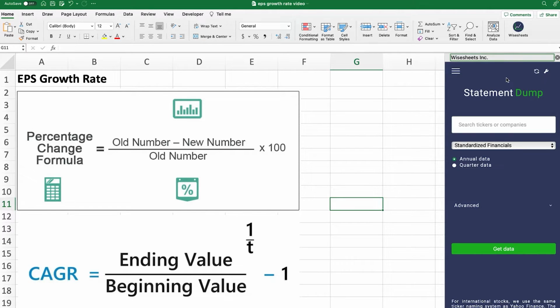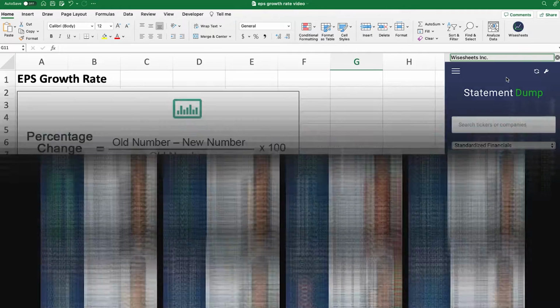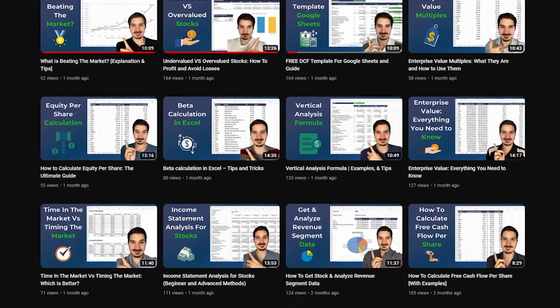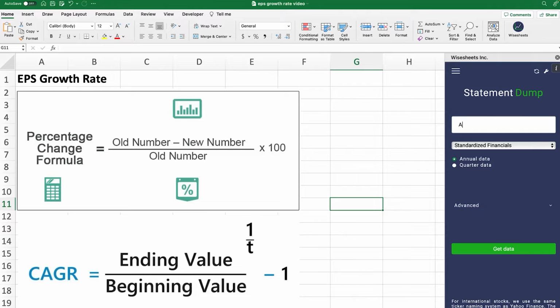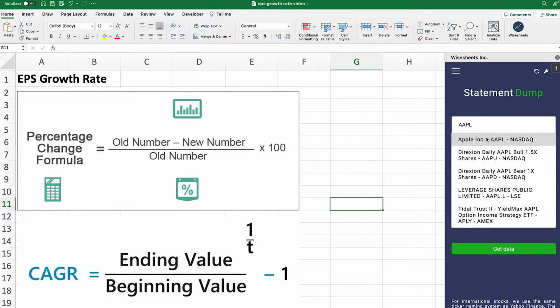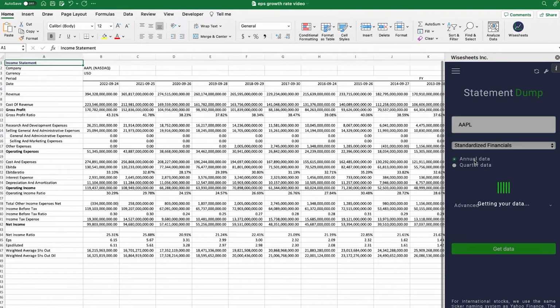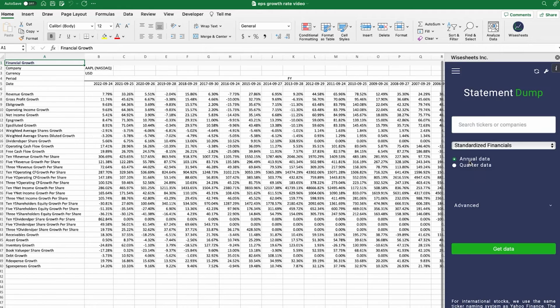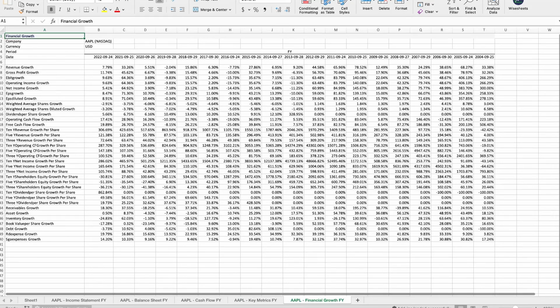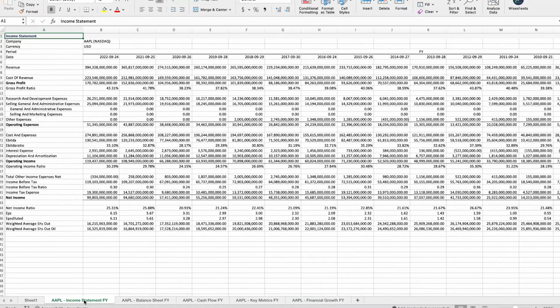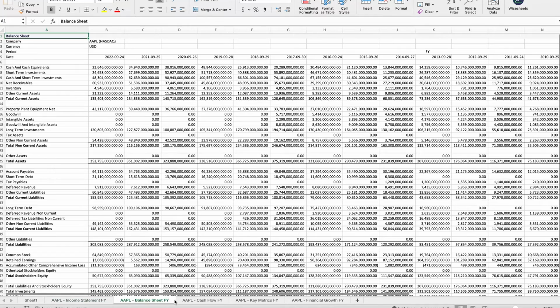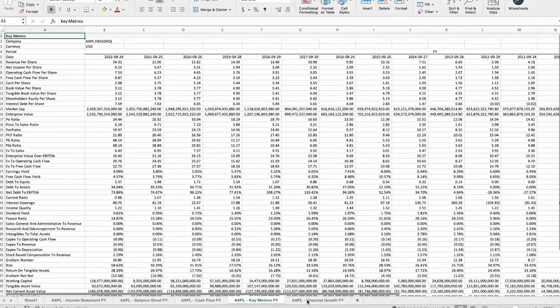Y Sheets is an add-on for Google Sheets and Excel. We have many videos on our channel where we talked about Y Sheets, and you can simply type a company ticker like right here and select whether you want annual or quarterly data. In this case, we're gonna keep things simple and stick with annual data. Once you do that, you get the income statement, the balance sheet, cash flow, key metrics, and financial growth.